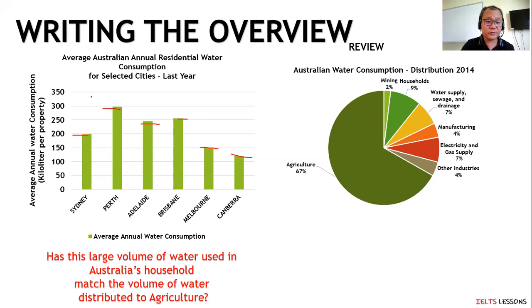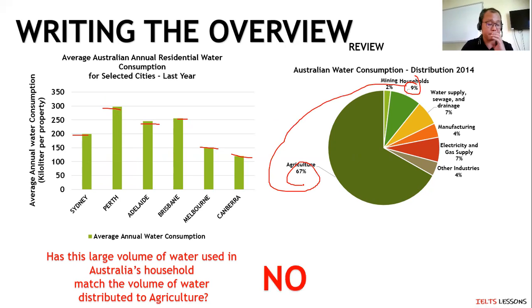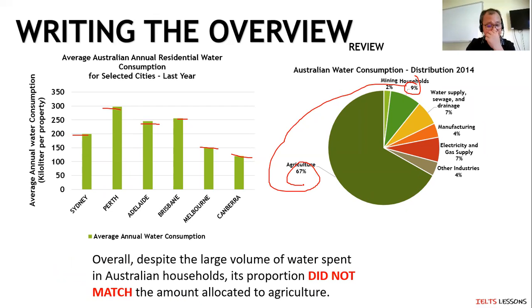Has this matched? As you can see, the amount of water distributed to households was only 9% in comparison to 67% of water which is distributed to farming. So therefore, it doesn't match, all right? The distribution of water to households, although they consume a lot, didn't actually match the amount of water spent in agriculture. Which is why our overview says, overall, despite the large volume of water spent in Australian households, its proportion did not match the amount allocated to agriculture.